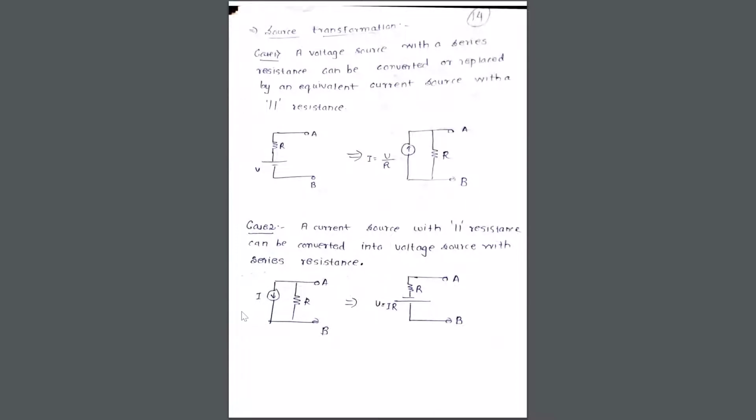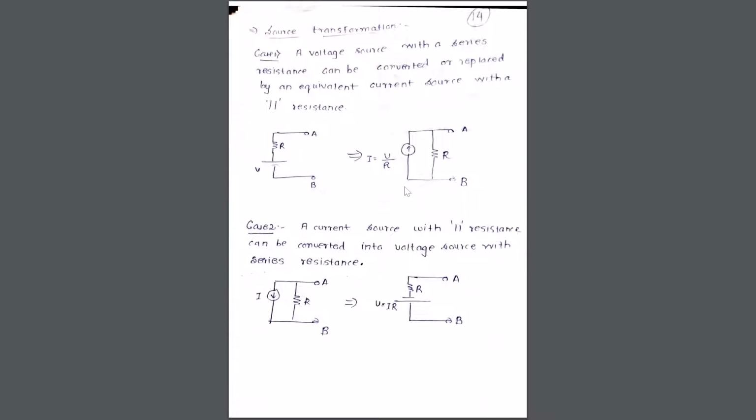Let us first understand the rules that we are going to use for source transformation in order to solve a particular circuit. Once the rules are clear to us, then we can go for solving the circuits. So what is source transformation? As the name suggests, we are going to transform the source. A voltage source can be transformed into a current source, and a current source can be transformed into a voltage source.